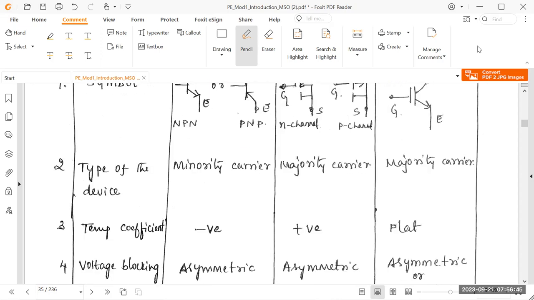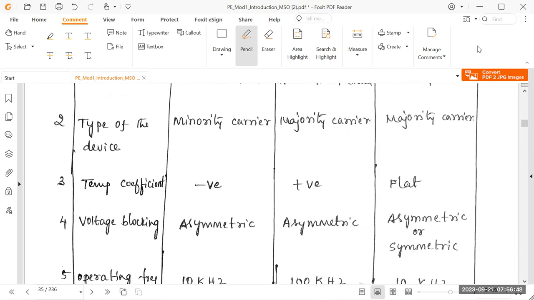Coming to the type of the device. In the power BJT, the carriers are minority carriers. In the MOSFET, majority carriers are there. And even the IGBT works upon majority carriers. Then, talking about the temperature coefficient: for the BJT, the temperature coefficient is negative. For MOSFET, it's positive. And for the IGBT, it is a flat temperature coefficient.